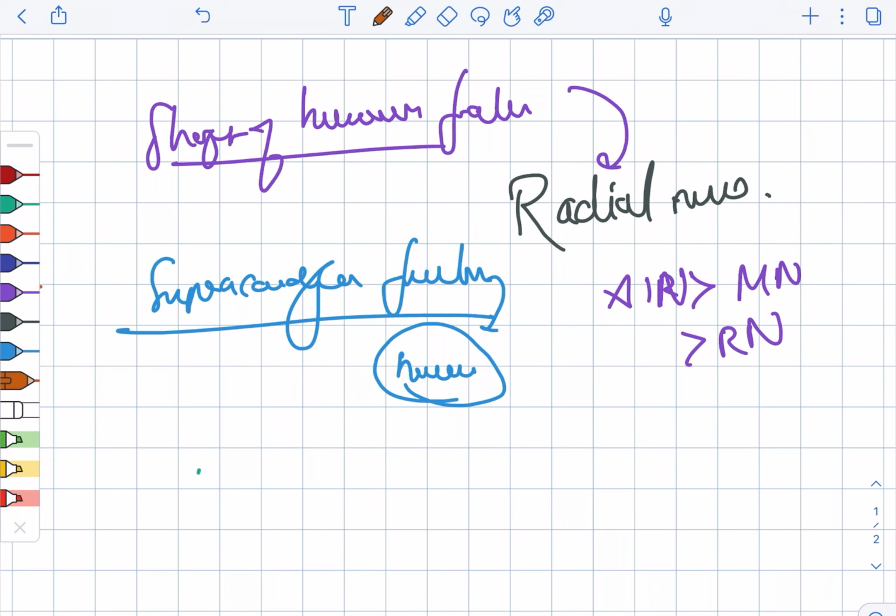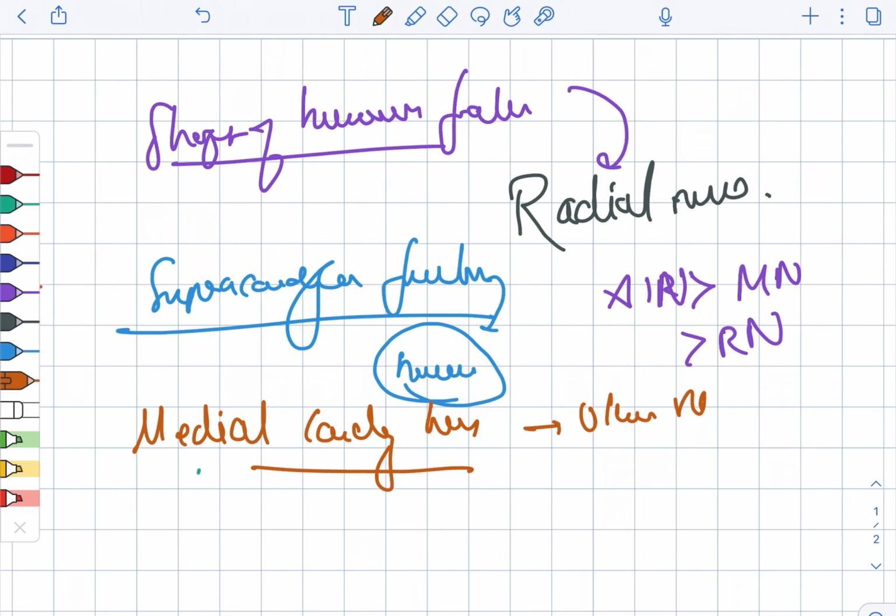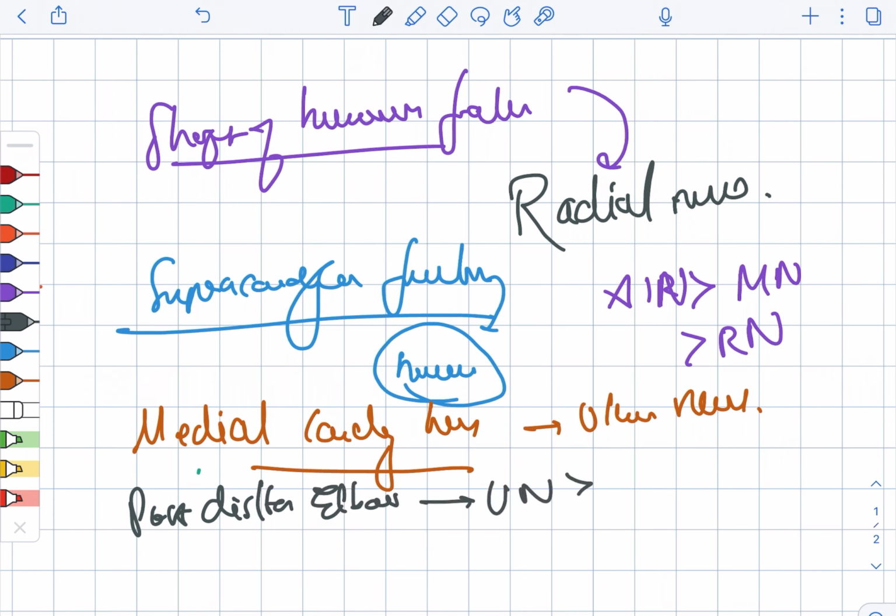Next, looking at the medial condyle. Medial condyle of the humerus. This affects the ulnar nerve. Then, in case of the posterior dislocation of the elbow, this involves the ulnar nerve greater than the median nerve.